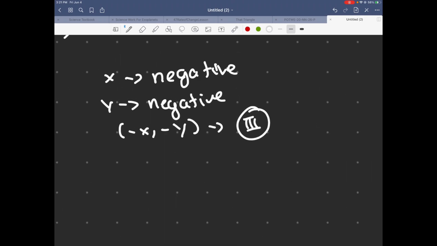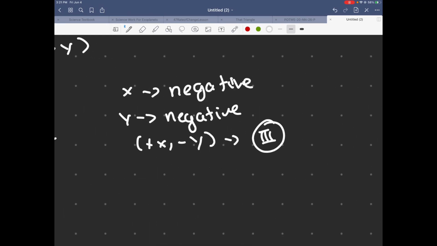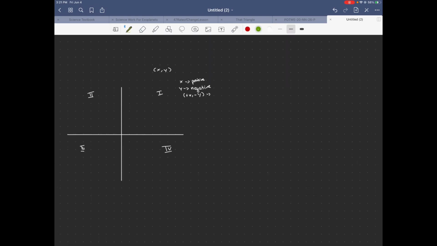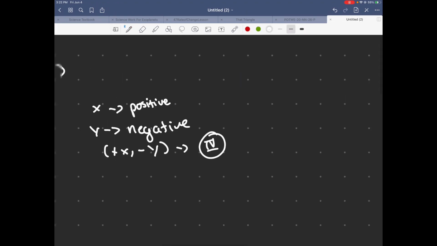Now what if my x value was positive, but my y value was negative? Well, let's see how it turns out. The plus side of x is anything all the way there, and the negative side of y is everything all the way down there. The intersecting section is quadrant 4. So I'm going to say that it belongs in quadrant 4.